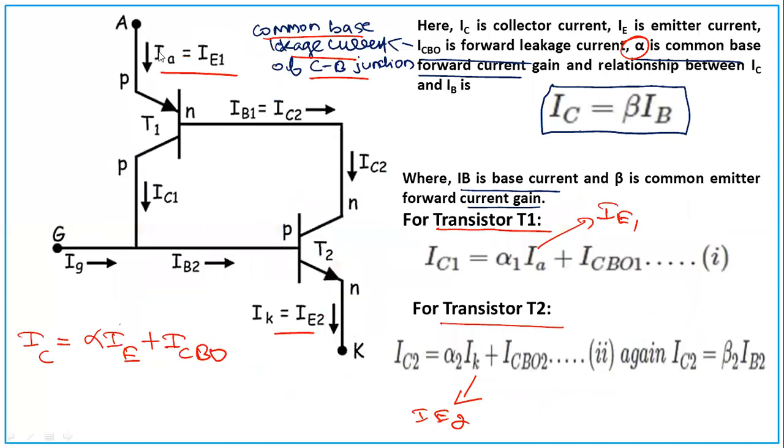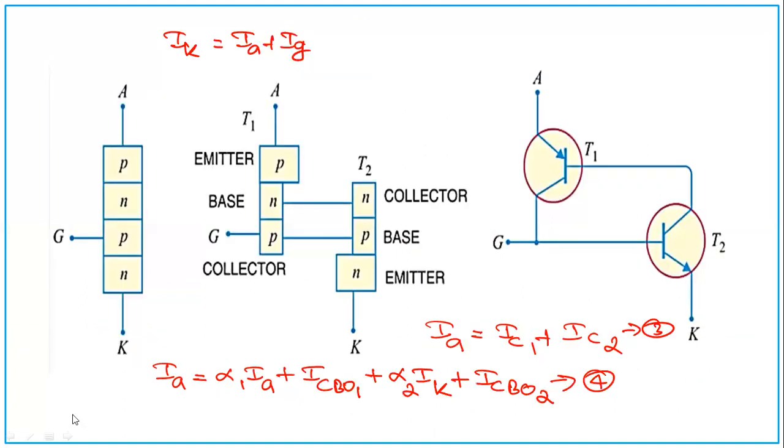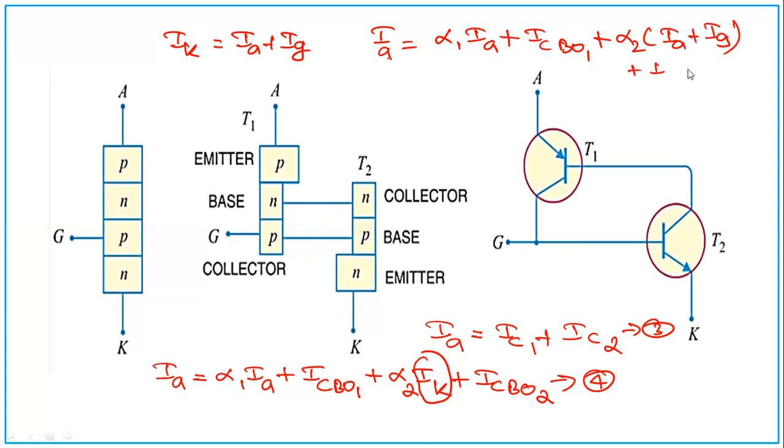And also you can write IA plus IG, that is equal to IK. Same thing. So from there, substituting IK as IA plus IG, we get IA is equal to alpha 1 IA plus ICBO1 plus alpha 2 into IA plus IG plus ICBO2. So this IA can be brought to the other side.